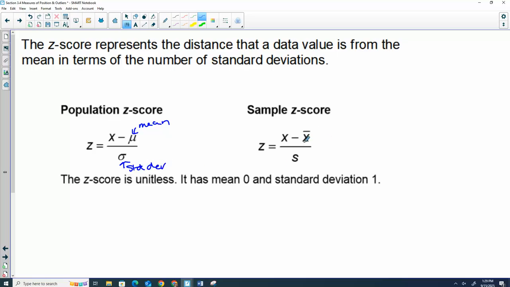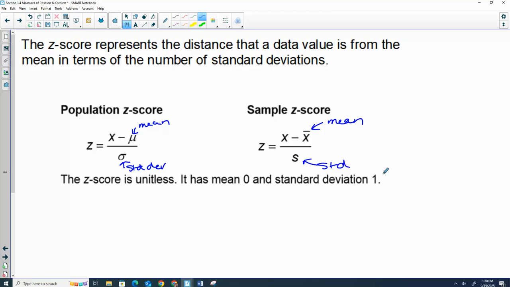With the sample, x minus x bar. What's x bar? It's the mean of a sample. What's s? Standard deviation of a sample. That's all we're going to do. We're going to subtract the mean and divide by the standard deviation. What this will tell us is how far things are from the mean in terms of standard deviations.